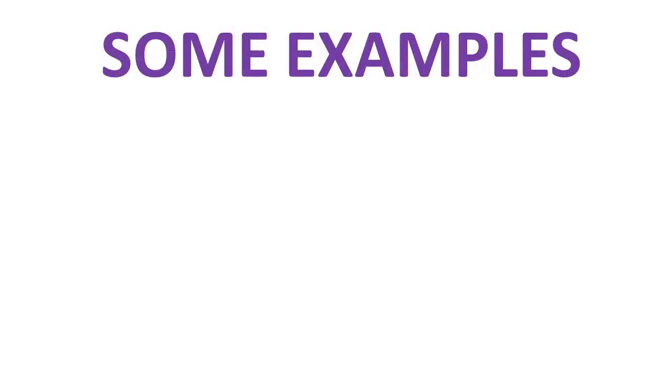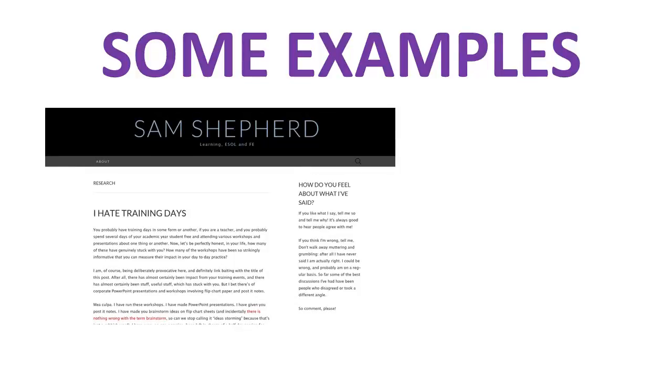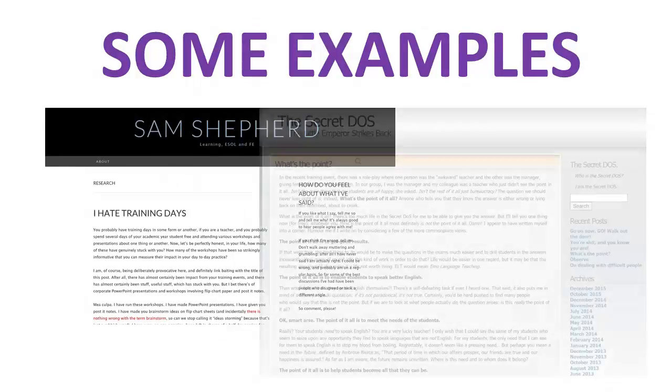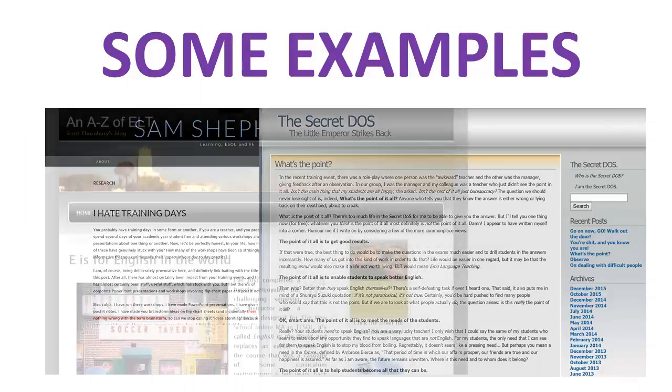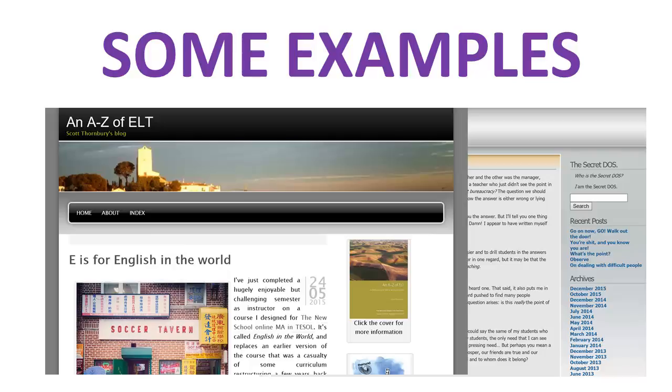There are lots of examples of blogs on the web. This is one that I particularly like. It's a very reflective blog, Sam Shepherd's blog. There are blogs that are anonymous. So this one, The Secret DOS, is by a director of studies who likes to say a lot of quite inflammatory things, but it's anonymous. There's the A to Z of ELT. This is Scott Thornbury's blog, which is all about English language teaching, slightly more theoretical basis, but a lot of practical things in there too.